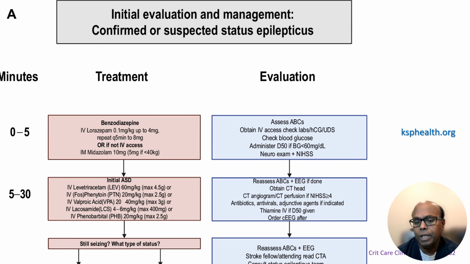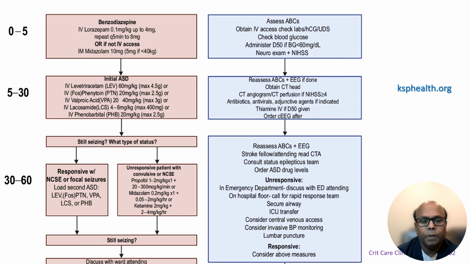During this time, reassess airway, breathing, circulation, and the EEG needs to be hooked up. Get the CT scan once the seizure is under control, and get the CT angiogram and CT perfusion as recommended by the stroke team. Antibiotics, antivirals, and adjunctive agents need to be given during this time. If the seizure still continues, check whether the patient is responsive or unresponsive. If the patient is responsive, having non-convulsive or focal seizures, load a second dose of anti-seizure medication. It could be levetiracetam, fosphenytoin, valproate, lacosamide, or phenobarbital.